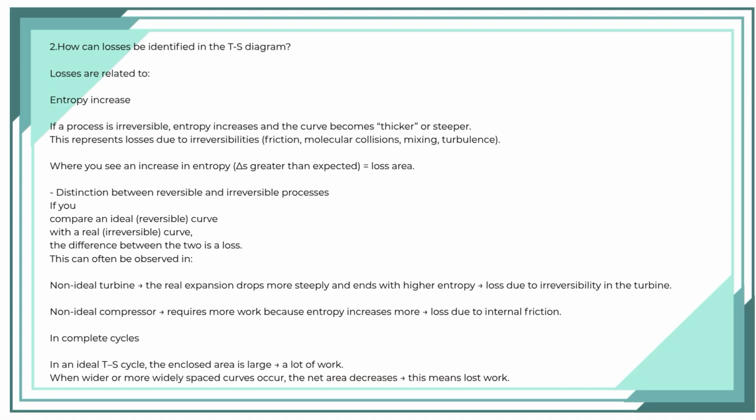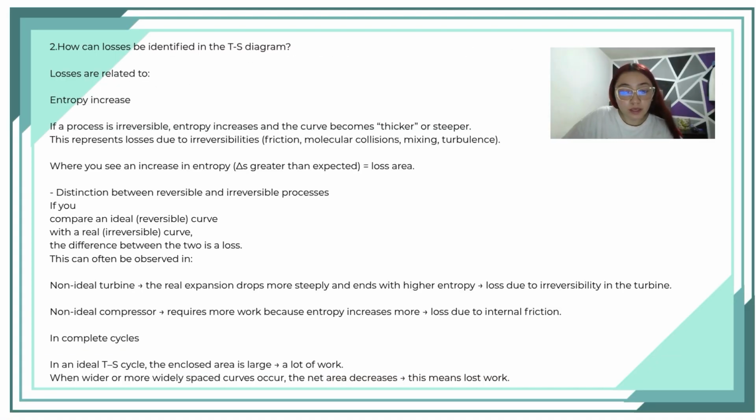Number two. How can losses be identified in the T-S diagram? Losses are related to entropy increase. If a process is irreversible, entropy increases and the curve becomes steeper. This represents losses due to irreversibilities: friction, molecular collisions, mixing, turbulence. Where you see an increase in entropy, there is a loss area. The distinction between reversible and irreversible processes is clear: compare an ideal reversible process with an irreversible process. The difference between the two is the loss.